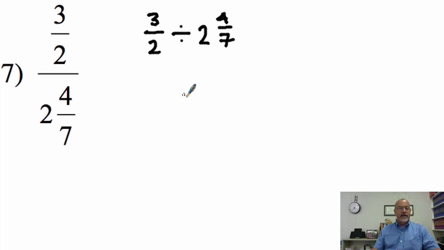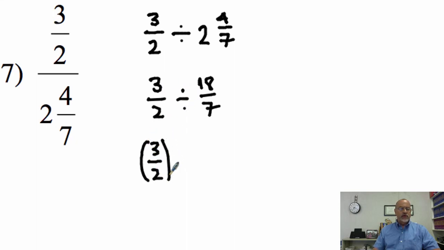So we want to go ahead and turn that mixed number into its improper fraction. So this is going to be 2 times 7, which is 14, plus 4 is 18 over 7. Now again, I cannot pre-reduce because I have a division sign, so we'll interpret this division sign. The division sign means to multiply this by the reciprocal of this second fraction, so that's 7 over 18.